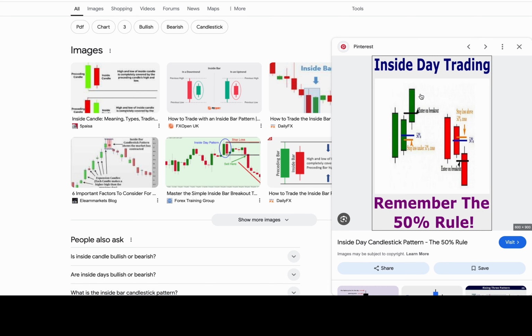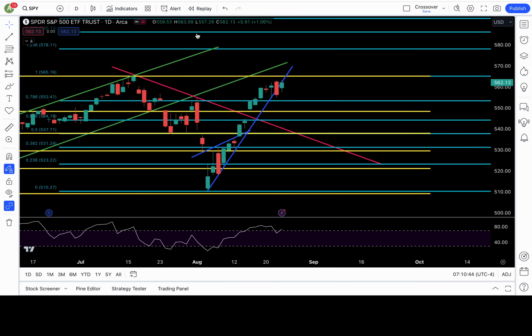So this example right here is what they put. This is the preceding bar, the mother candle. This is the inside candle. You break the range of the preceding bar or the mother candle, you look to long the breakout. If you break down the support of the mother candle, you look to short the breakdown. Does that make sense?